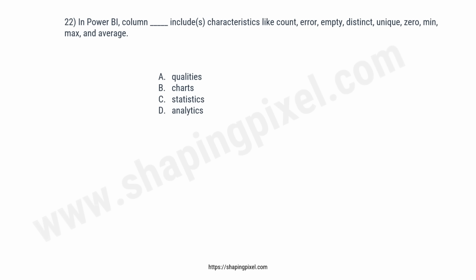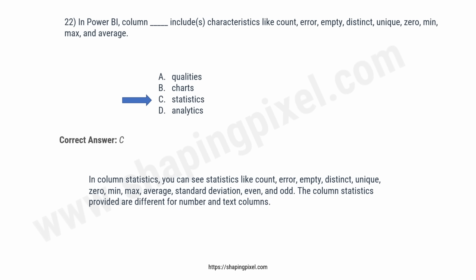Question number 22. In Power BI, column dash includes characteristics like count, error, empty, distinct, unique, zero, min, max, and average. So we have four options: qualities, charts, statistics, analytics. So the right answer here is option C, statistics. In column statistics, you can see statistics like count, error, empty, distinct, unique, zero, min, max, average, standard deviation, even, and odd. The column statistics provided are different for number and text columns.